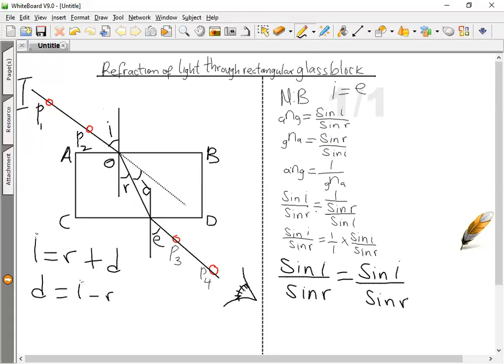And this is just to show that our i is equal to our e. I just wanted you to know that when you're having refraction through your rectangular glass, what happens is that your angle of incidence is equal to your angle of emergence. Your angle of incidence is equal to your angle of emergence. Now that's that about that.